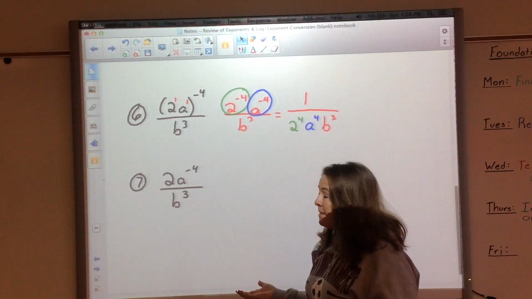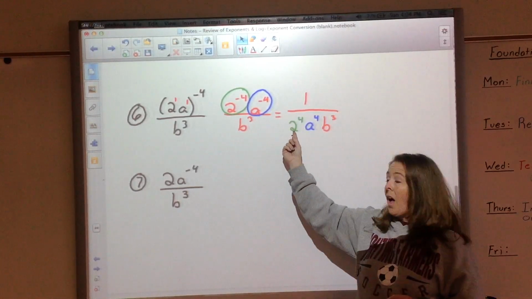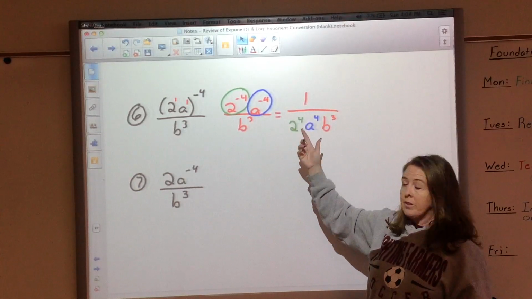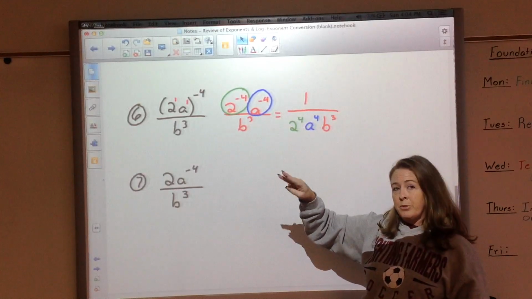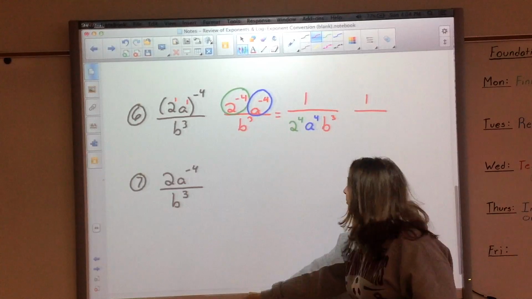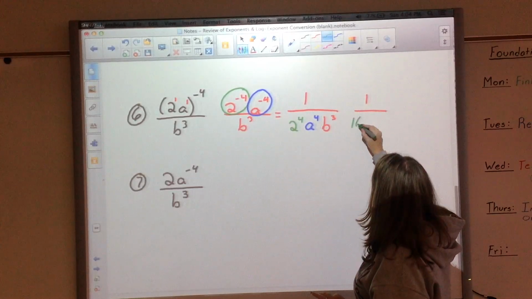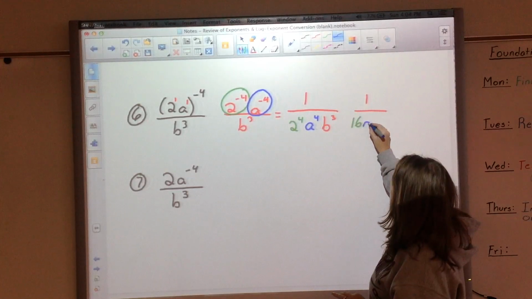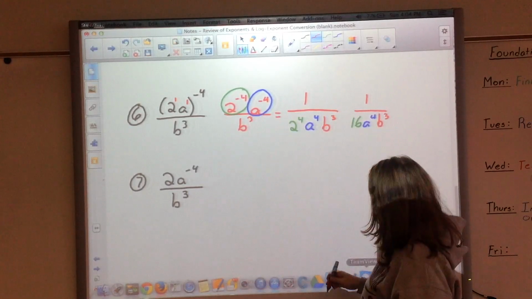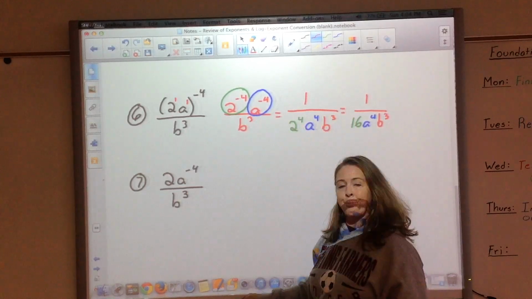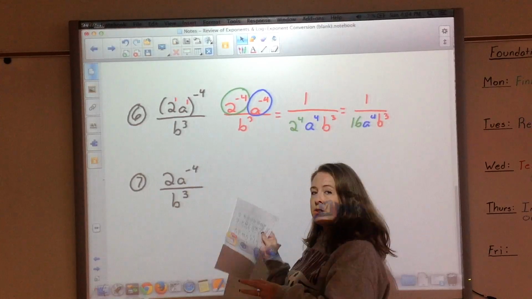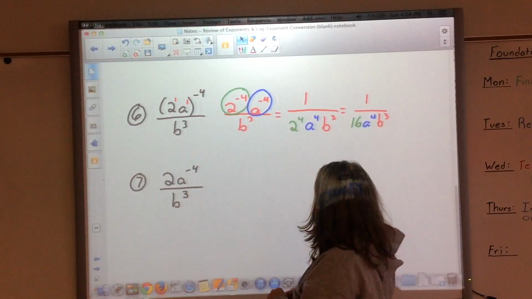Now the very, very last thing that we can do is, I can figure this out. So, in fact, we already did it with a negative 2, positive 2, 2 times 2 is 4, times 2 is 8, times 2 is 16. So this is going to give us 1 over 16 a to the 4th and b to the 3rd. And that is all for that one. Okay, so you're simply just putting all these little pieces together to simplify a more complicated problem.